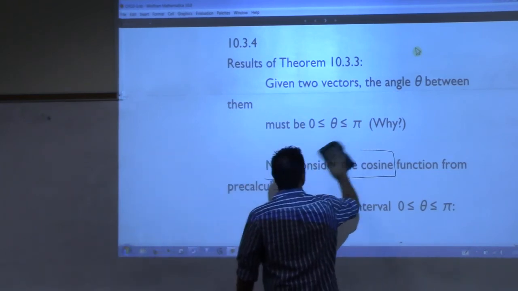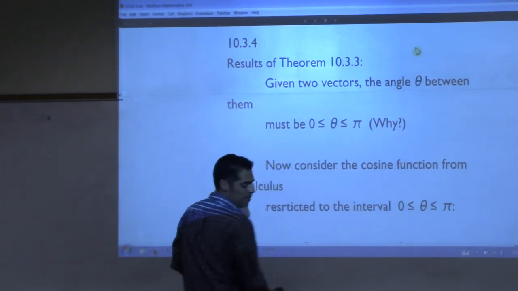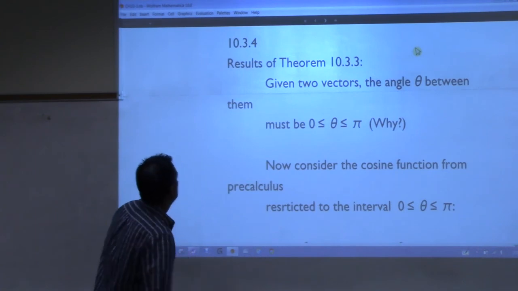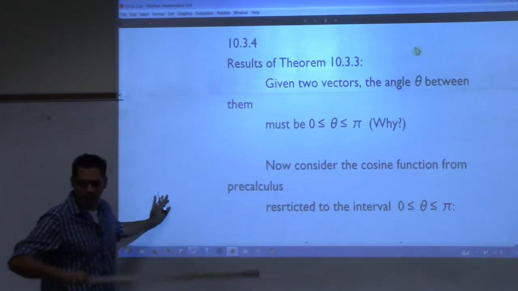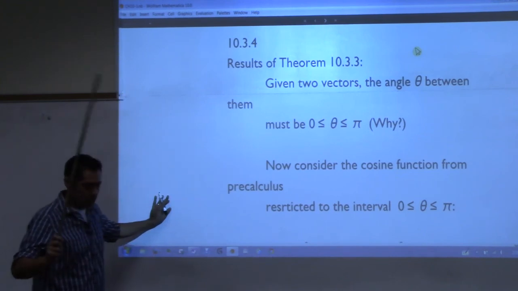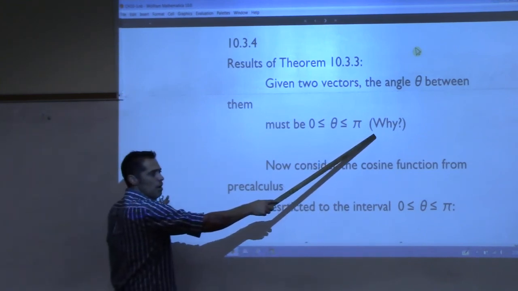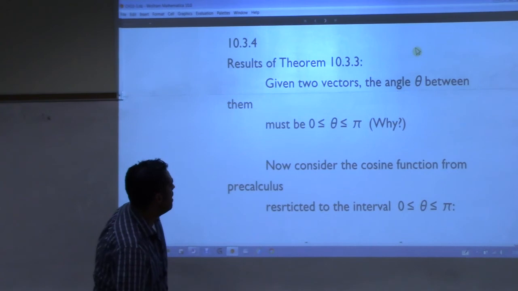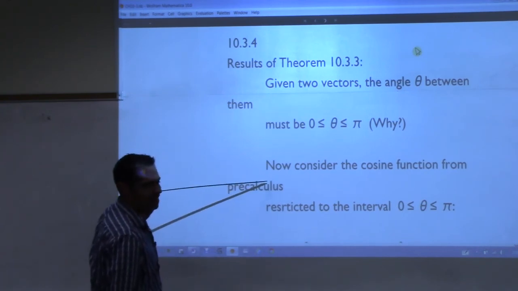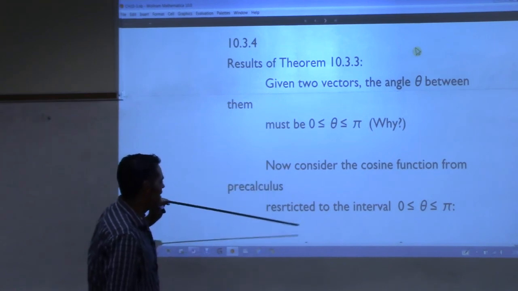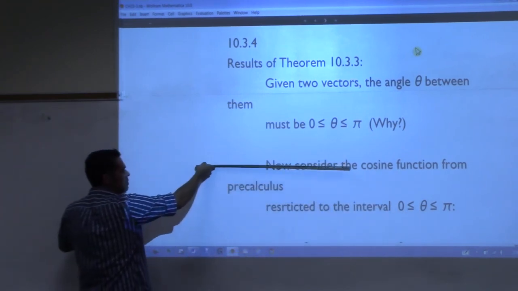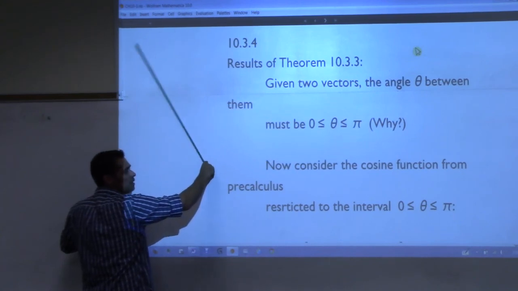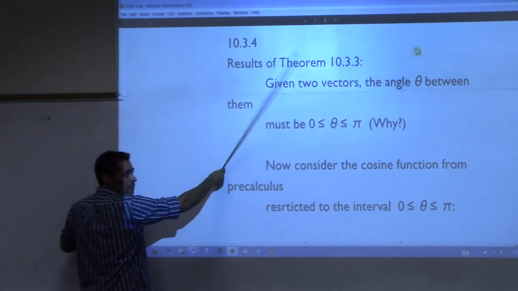Given two vectors and the angle theta between them, the angle must be between 0 and pi, which is what I was just trying to convince you of. Y'all are okay with that? Now consider the cosine function from pre-calculus, restricted to the interval 0 to pi. So think about cosine just between 0 and pi.